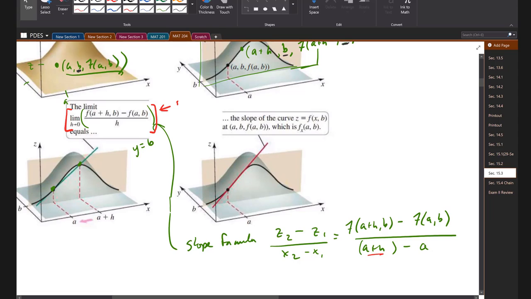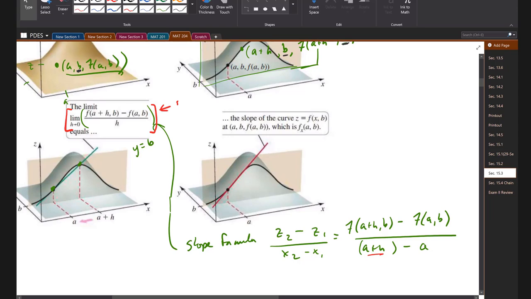Okay? By the way, if you're curious, we will talk about a tangent plane to a surface in a couple of sections. There's no such thing as a tangent line to a surface, but if I intersect the surface with a plane, then I've got a curve, and I'm back to being able to talk about tangent lines. And that's what we see in this image here.